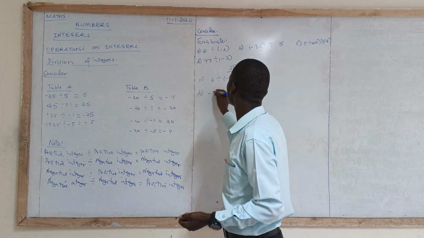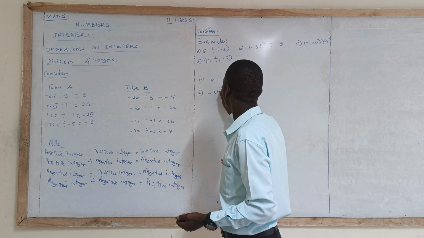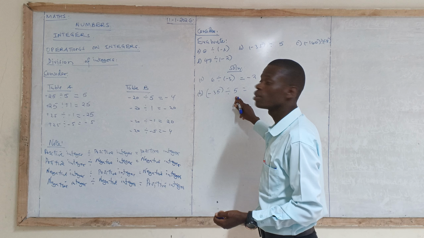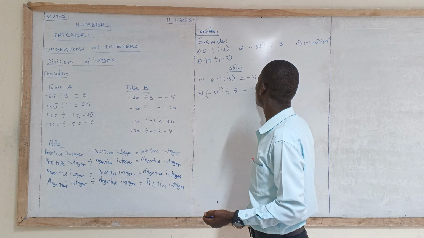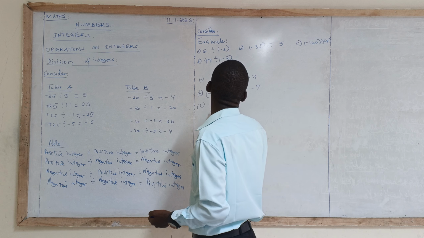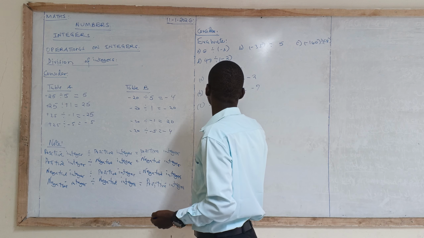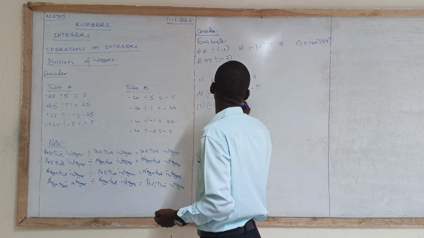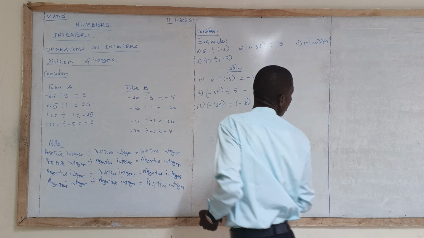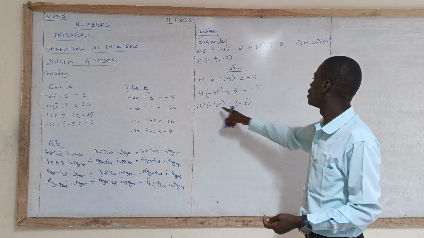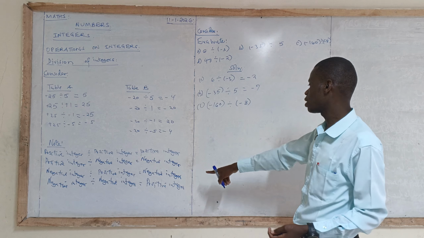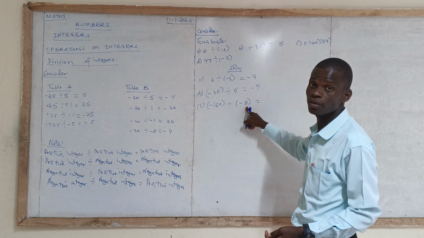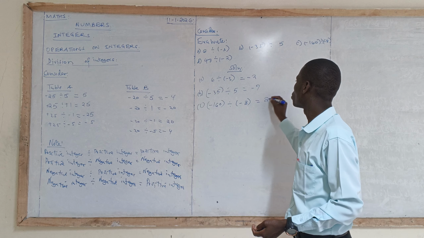Next we have negative 35 divided by 5. Negative divided by positive. The answer is still negative. So this is now negative 7. C, what do you have? Negative 160 divided by negative 8. Negative divided by negative, positive. So the answer will be positive. But 160 divided by 8, what do you have? That is 20. Very good.